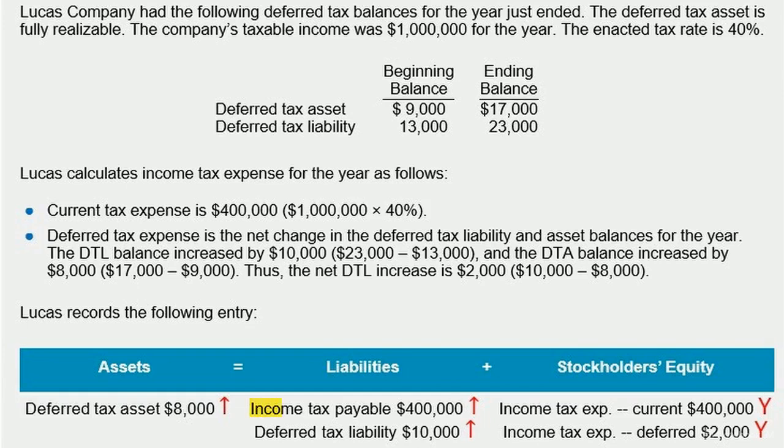On the credit side, the actual $400,000 owed to the IRS is credited to income tax payable. The $10,000 increase in future tax burdens is credited to the deferred tax liability. Moving to the asset side, the $8,000 increase in future tax benefits is debited to the deferred tax asset. To balance the entry, total income tax expense is debited for $402,000.